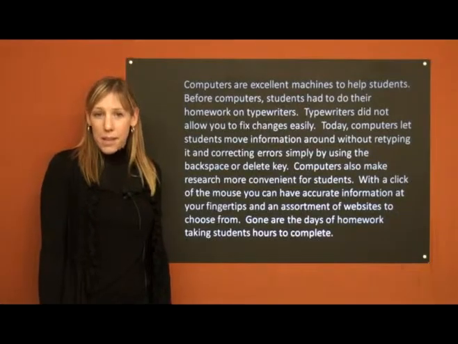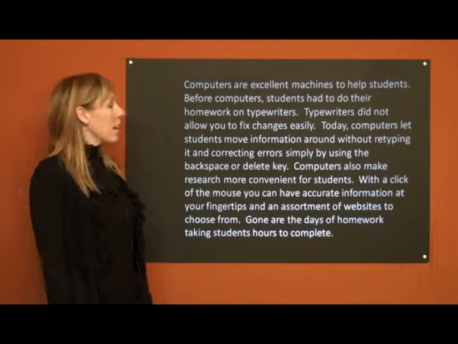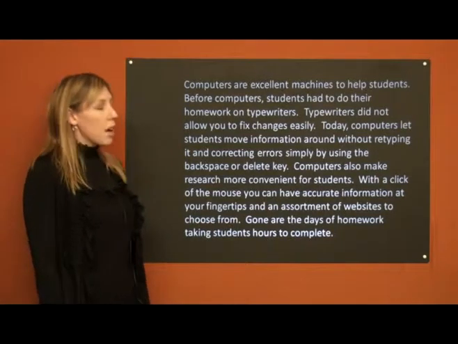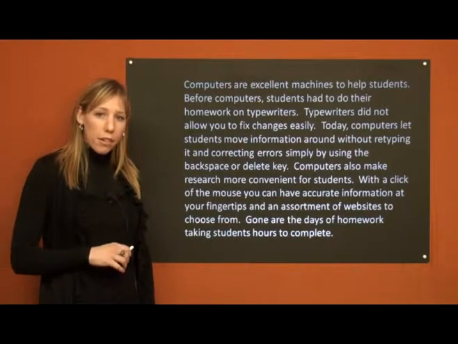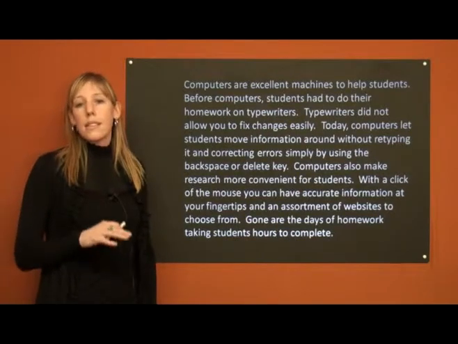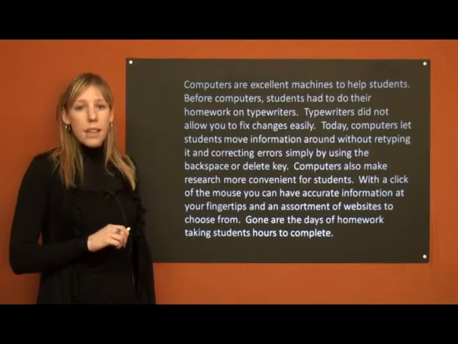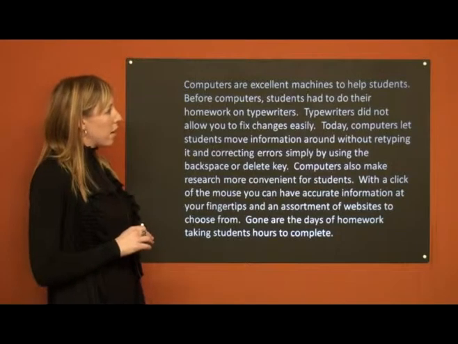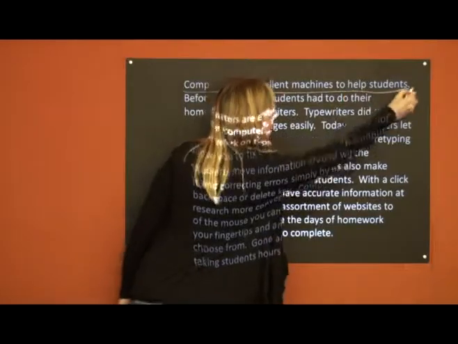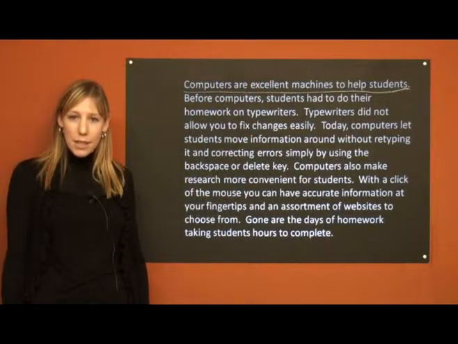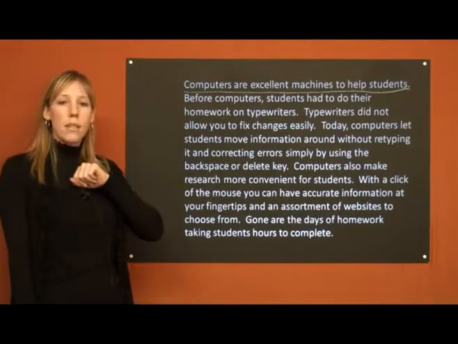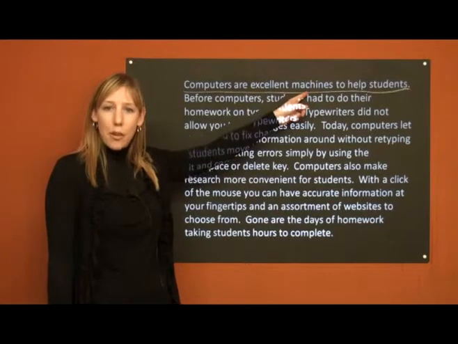Now let's look at exercise 1-1. Here we have a paragraph, and it seems to be about computers. Now let's review the parts of the paragraph. First, we need to have a topic sentence. The topic sentence contains the main idea. This one is a relatively easy paragraph. As you can see, the topic sentence, as well as the main idea, are in the first sentence. The topic here is about computers. What about computers? Well, they are excellent machines to help students.